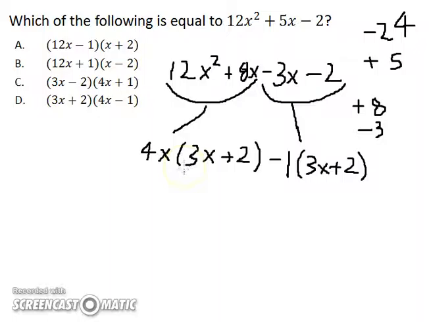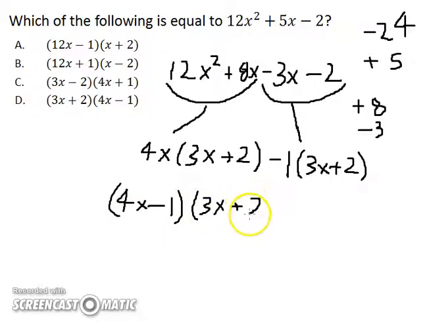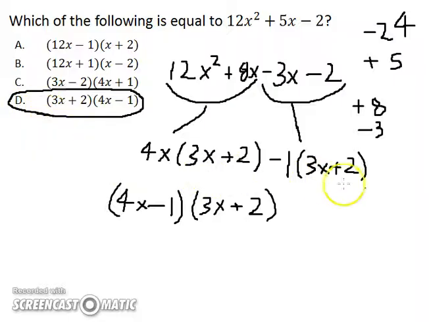And now since these two in the parentheses are the same, we can rewrite this whole thing as 4x minus 1 times 3x plus 2, which looks a heck of a lot like that one. I hope that makes sense.